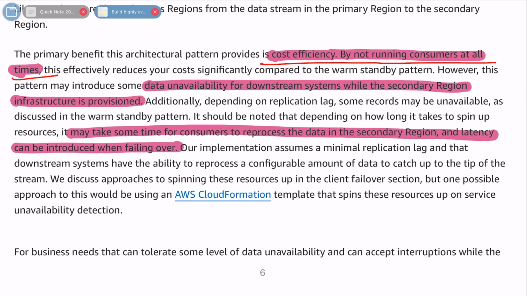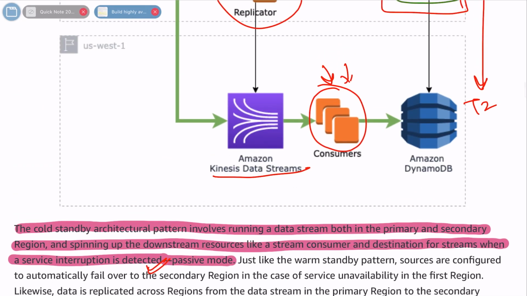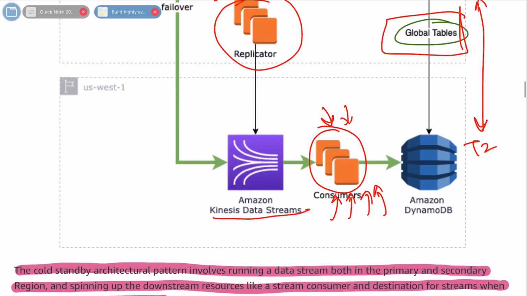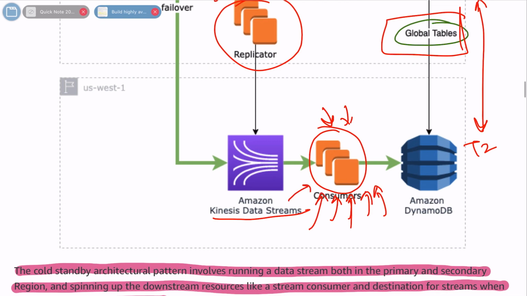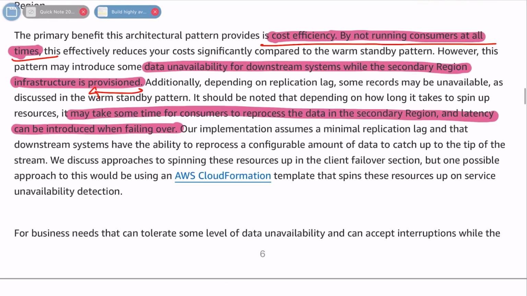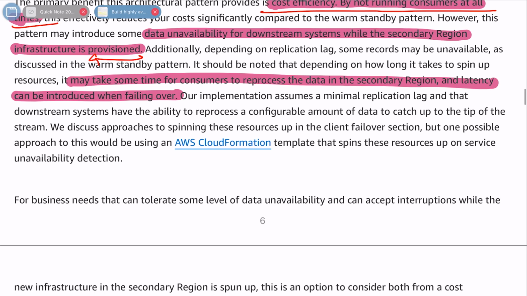However, this pattern may introduce some data unavailability for downstream system while the secondary region infrastructure is provisioned. Okay, so there can be some time involved for this infrastructure to come back, right? Because the consumers are not running, and let's say you figured out that there is some issue going on with this Amazon Kinesis data stream, then you will invoke a logic so that these consumers are provisioned. So there is some time required to provision these resources, and the data unavailability issue can occur in that time.